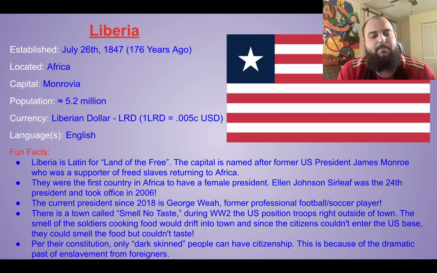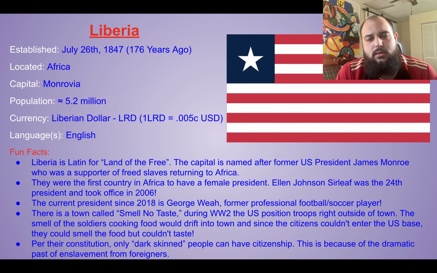Smell No Taste, right? Per their constitution, only dark-skinned people can have citizenship. This is because of the traumatic past of enslavement from foreigners. So again, like I said, the U.S. and other countries got a lot of slaves from Liberia. So they said you have to be darker-skinned to have citizenship.